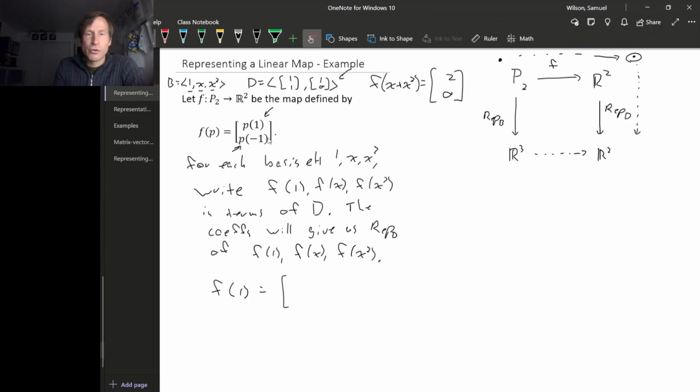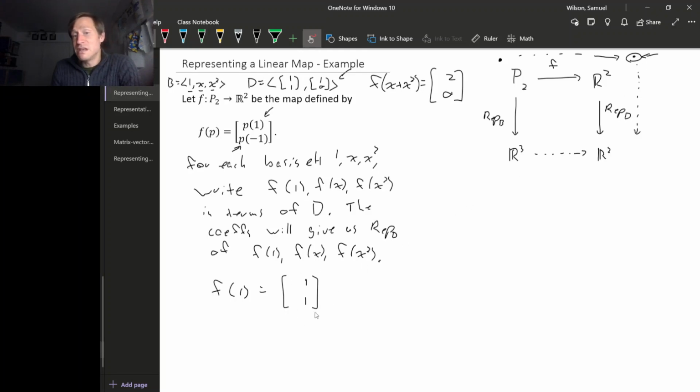Okay, so the polynomial 1. What happens to the polynomial 1 if you evaluate it at 1? You get 1. What happens to the polynomial 1 if you evaluate it at -1? You get 1. Right? The polynomial 1 just always gives you 1. Okay, now we need to figure out what rep D, right, so now we're up here.